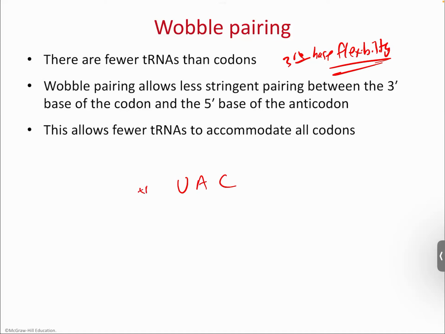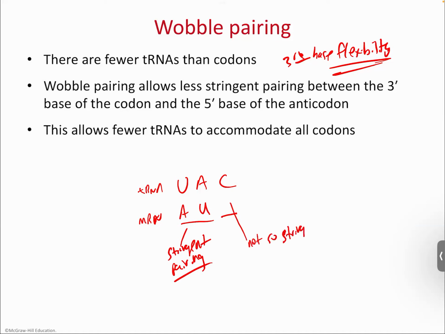Normally, you would expect that to be paired with an A, right? And a U in the first 2. These 2 here seem to have stringent pairing rules. That is to say that you have to be an A and a U, right? However, this one is not so stringent. So there's some flexibility in this one.